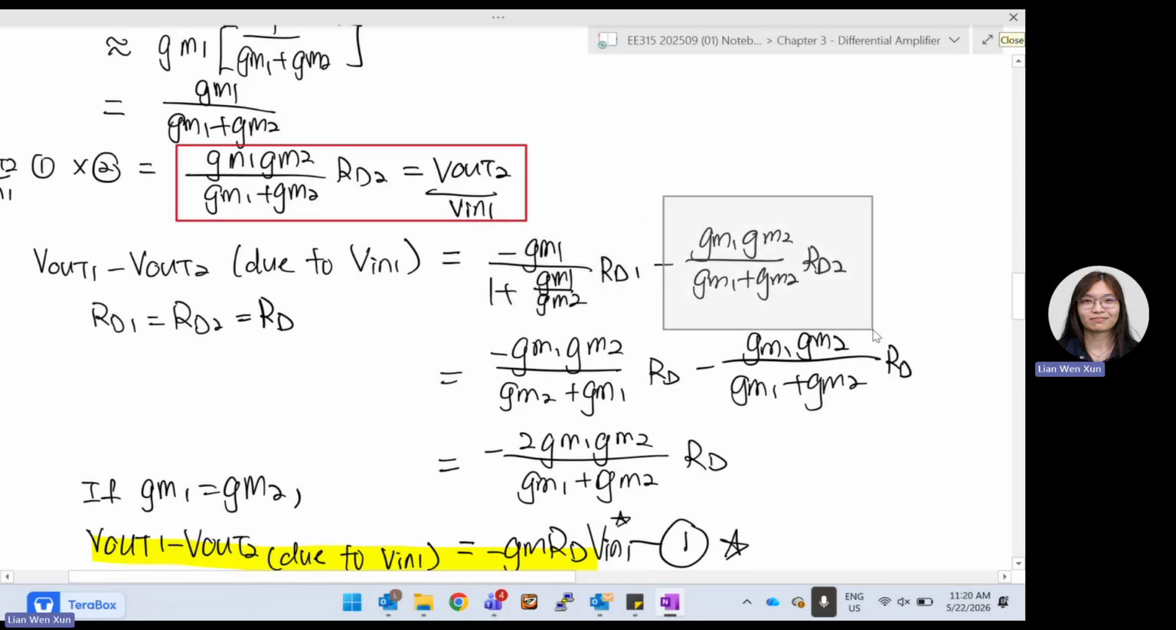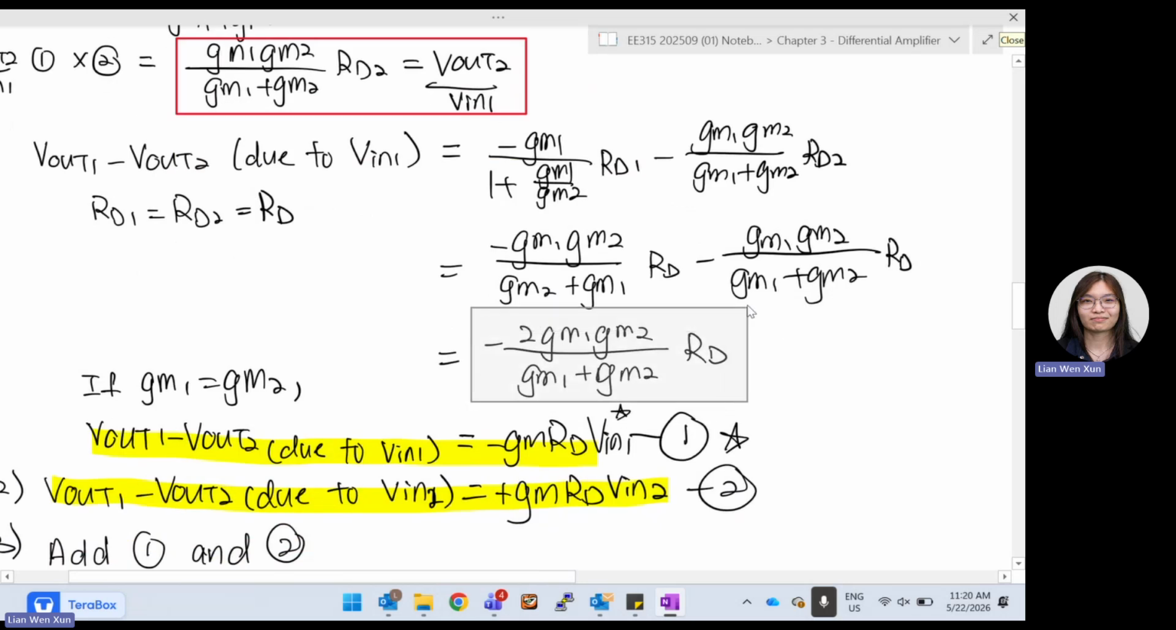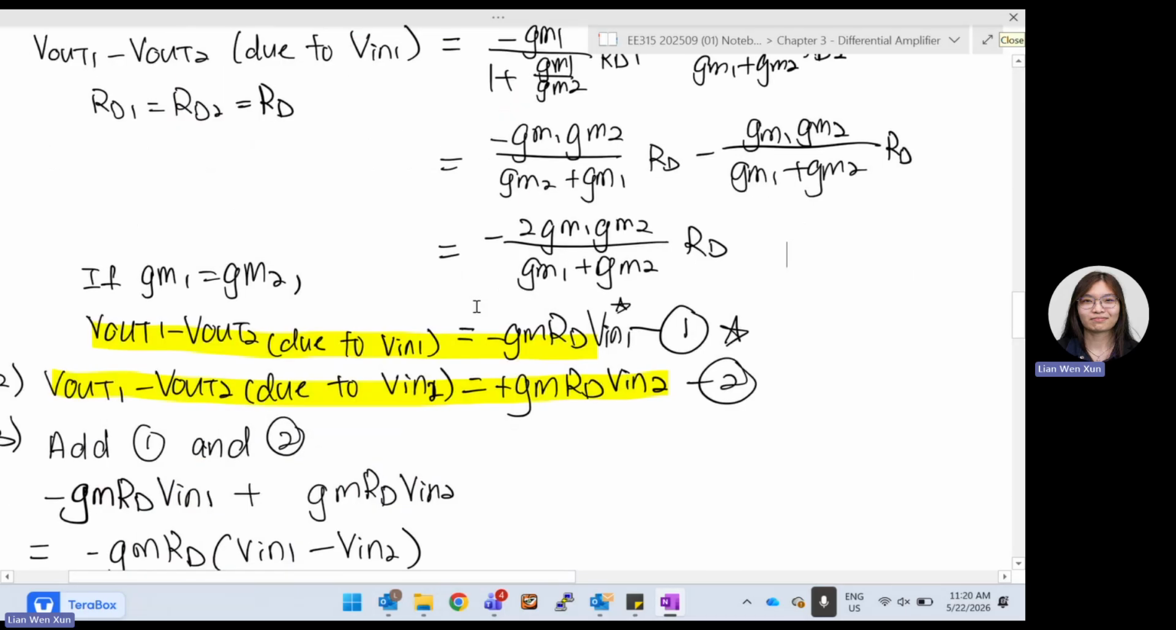This was V out 2 due to V in 1. You minus them out, you get this equation. And then if GM1 equals GM2, in the end, you just get V out 1 minus V out 2 due to V in 1 is equal to negative GMRD times V in 1. So this is the equation that we actually need. If we assume GM1 is equal to GM2, it means that they are quite balanced.